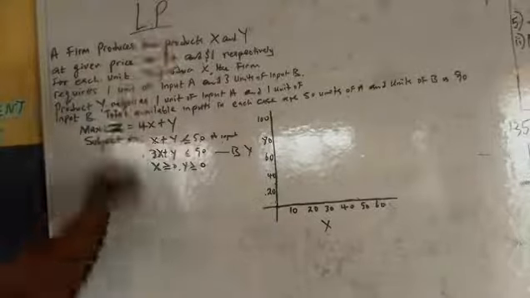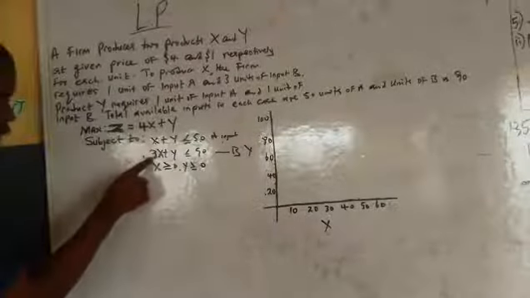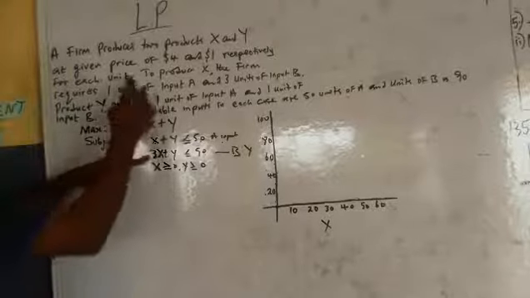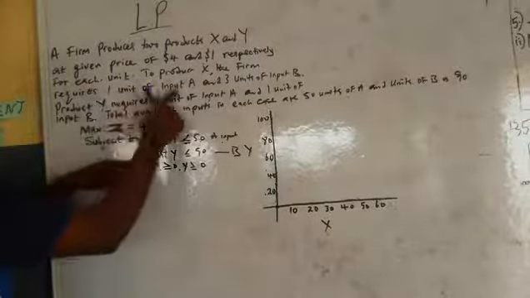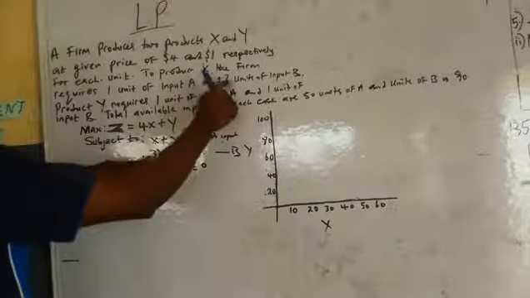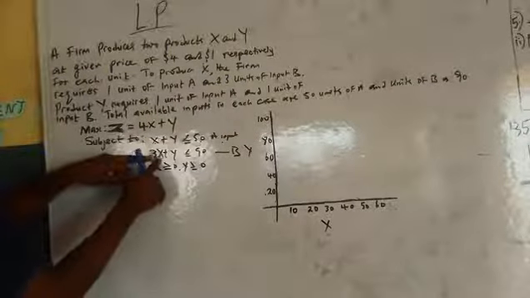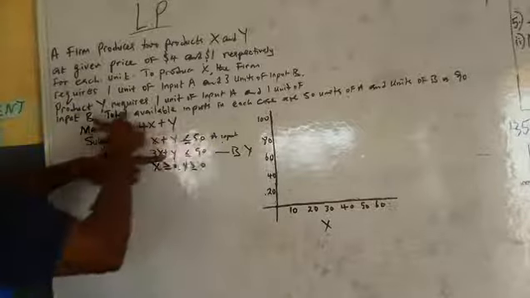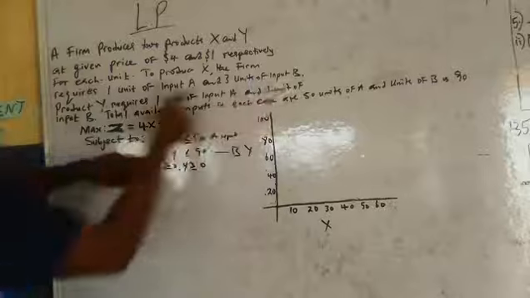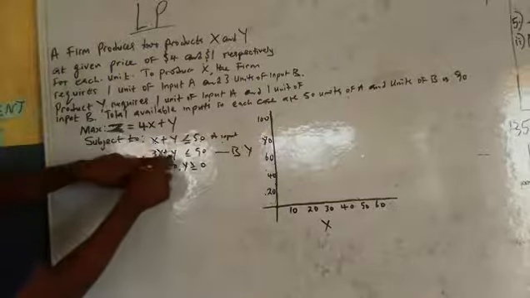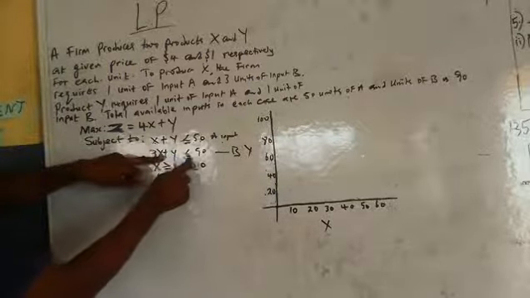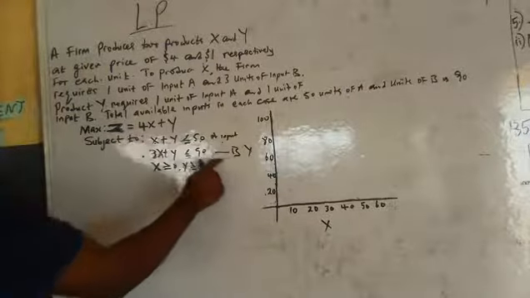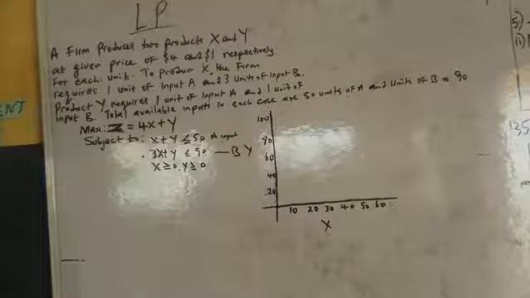Then, for the input B, this is the second one here. For my input B, which is the second row, then I go again. To produce X, the firm requires 1 unit of input A and 3 units of input B. For the X now, it's going to be 3 units of input B. And for the Y requires 1 unit of input A and 1 unit of input B. Then 1 of input B for the Y. And the available resource of input B we have is 90. That is the constraint. That is the second one.